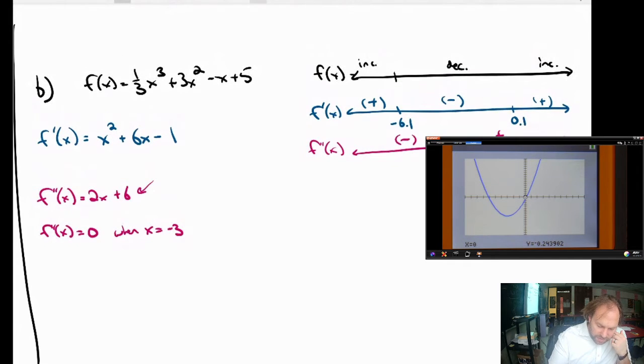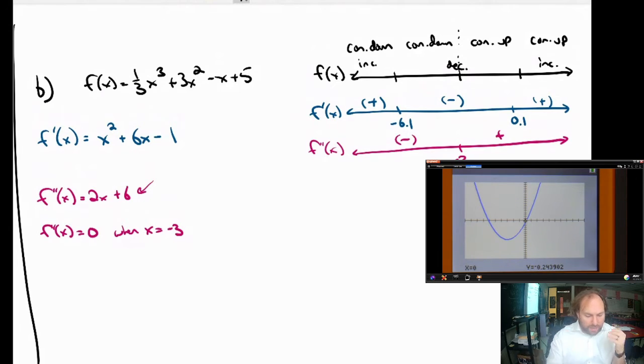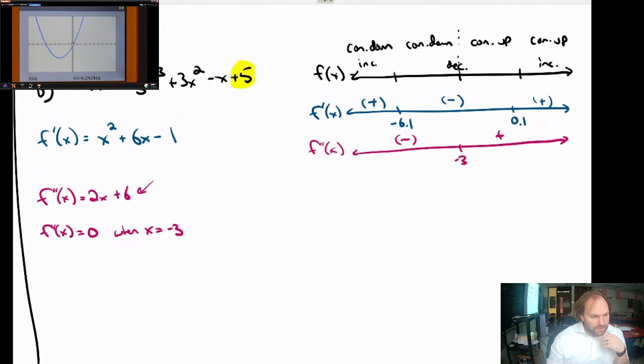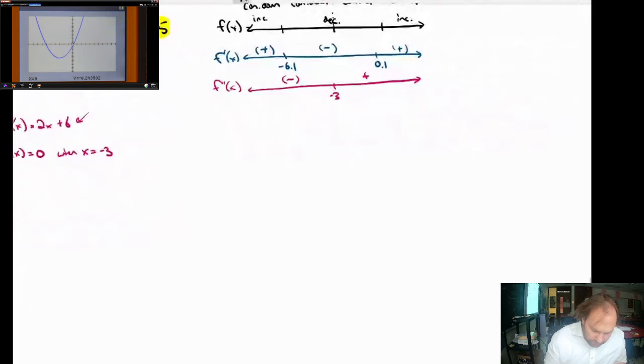What that means for us up here is that our original function is going to have a switch in concavity. It's increasing and concave down, decreasing and concave down, then decreasing and concave up, because it's going to switch at x equals negative 3, and then it's going to be increasing and concave up, like that. The only thing we don't get from this sign chart is where the actual graph happens. That's more connected to the plus 5 that we have in the graph, but we'll talk about that in just a moment. So now let's sketch our original graph, and then we'll talk about concavity for a minute.